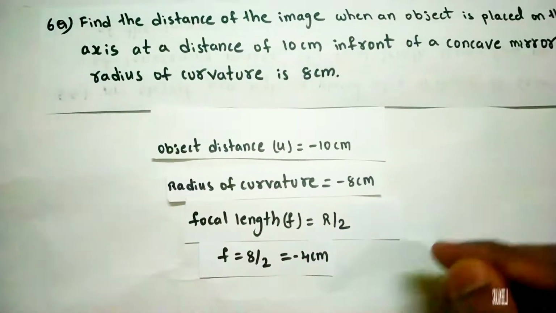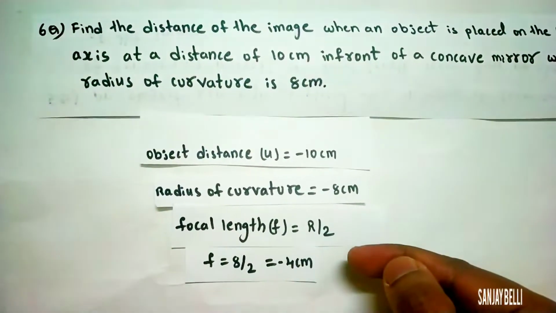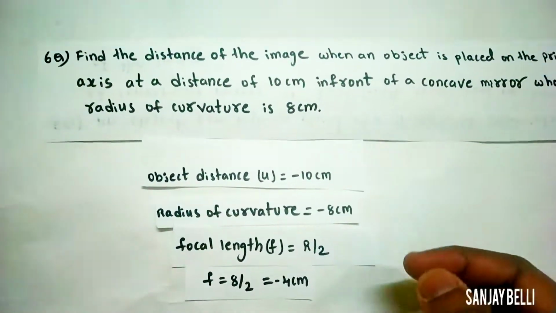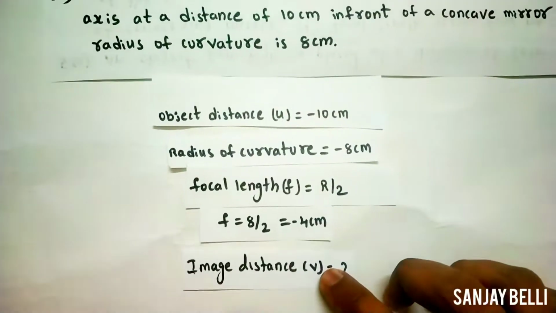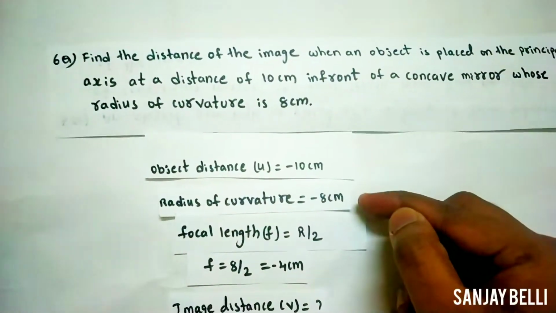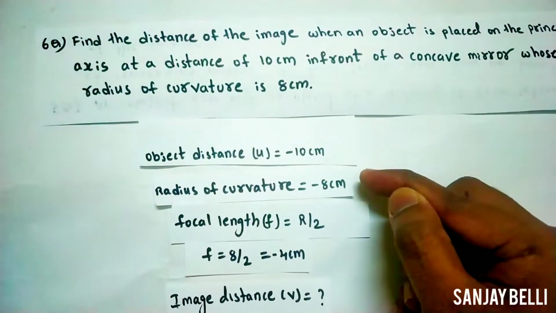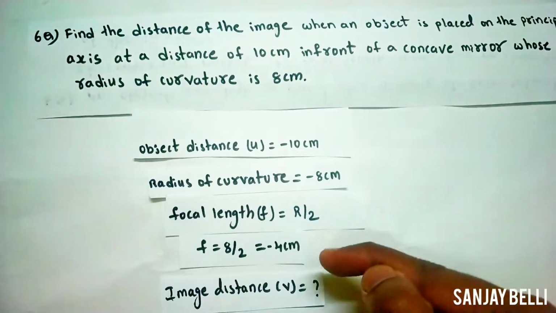As we know, according to sign convention rules, object distance and focal length will be negative for a concave mirror. So what do we have to find now? We have to find the image distance. From the question we got object distance and radius of curvature. From radius of curvature we obtain focal length. Now you have u and f.